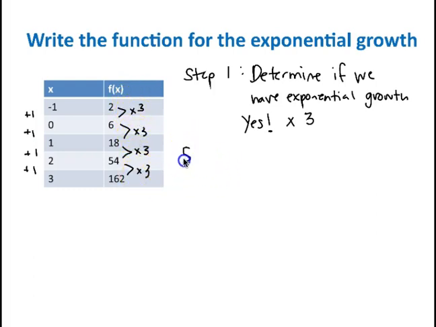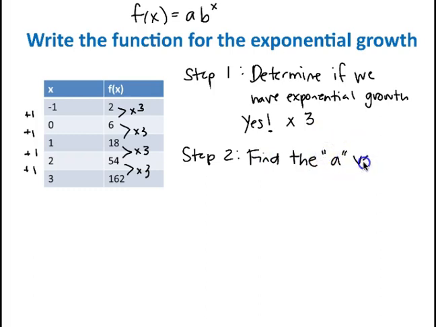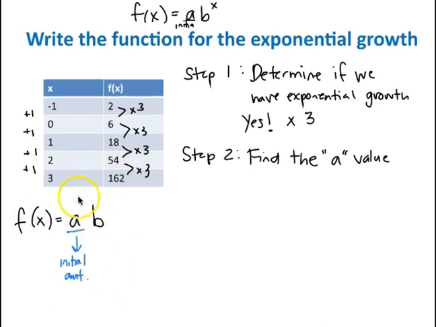So now we know that, let's figure out, remember the exponential function is always a times b to the x power. So let's now find the a value, or the a term. So what is the a value? So remember, the a value always represents the initial amount, right? The initial amount. I could have written this down here. Let's make it bigger. So a is the initial amount.